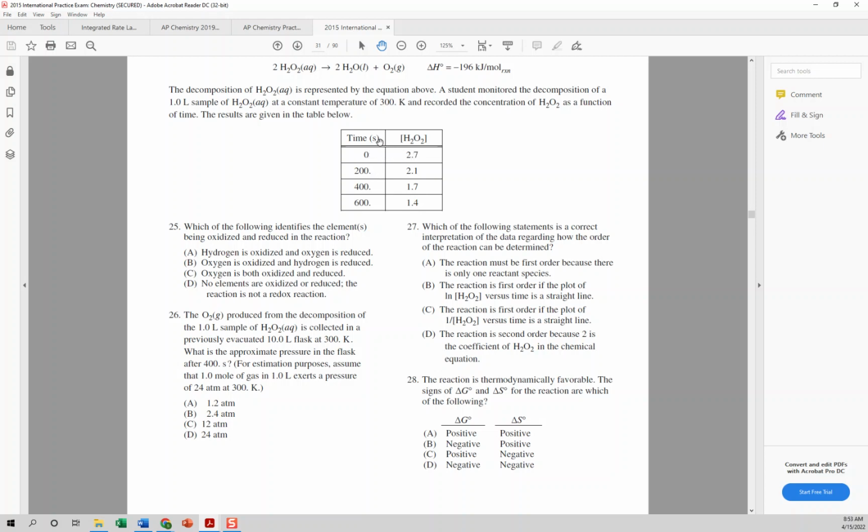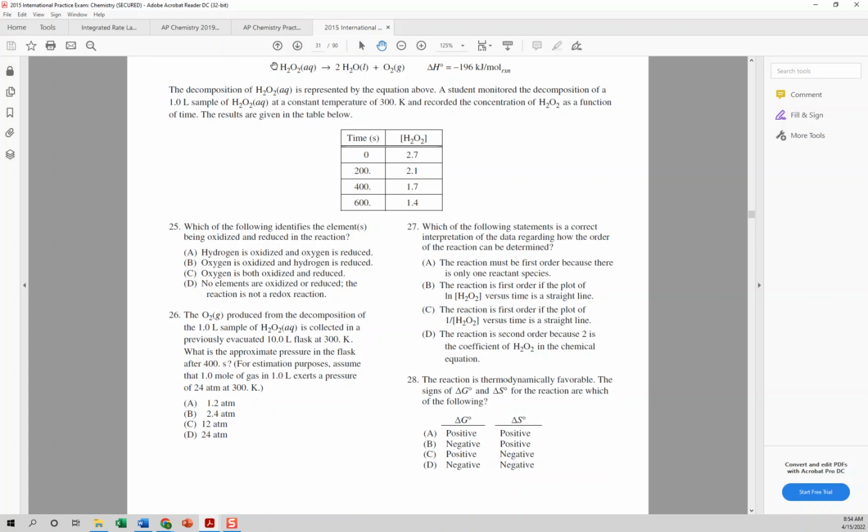So if we graph the concentration versus time, we wouldn't get a straight line, okay? So we know it's not zero order. But what I want us to focus on is question number 27. Which of the following statements is a correct interpretation of the data regarding how the order of the reaction can be determined, okay? We know it's not zero order, and I don't think any of the answers talk about zero order. So it's either first order or second order.